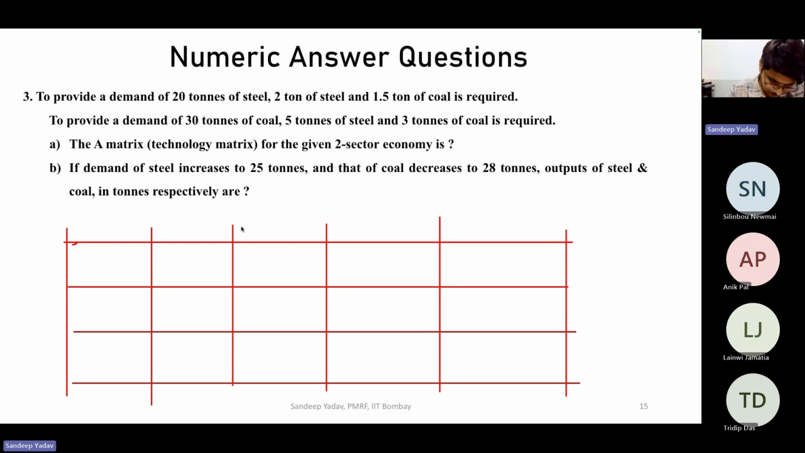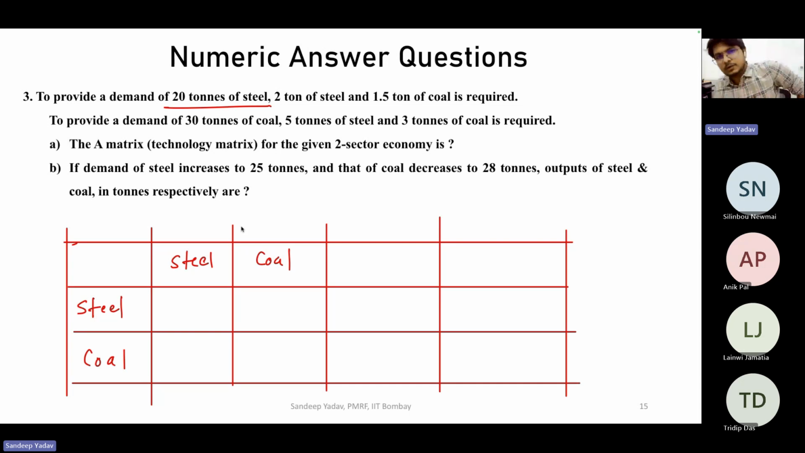If we see here, the first thing given is steel, the second thing is coal. Same here, steel and coal. So for the demand of 20 tons of steel, 2 tons of steel is required and 1.5 tons of coal is required. And similarly, for the demand of 30 tons of coal, 5 tons of steel and 3 tons of coal are required. So that's how we calculate the matrix.